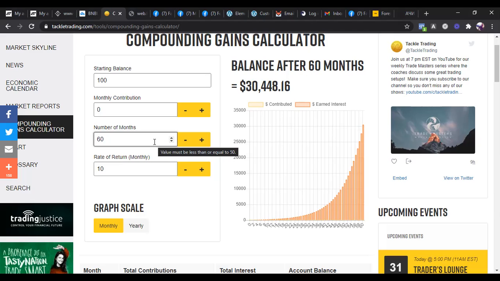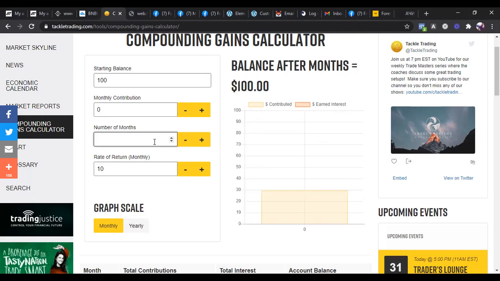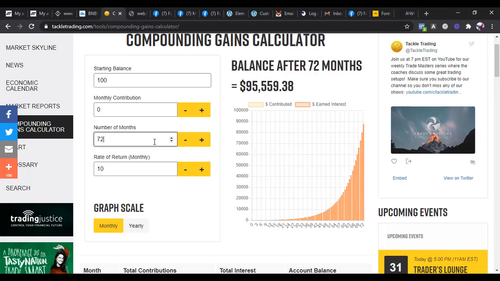Okay, we have done this for 5 years. Let's continue. Let's go down to the 6th year. And I have $95,559. 10% every single month. This is for the 6th year.